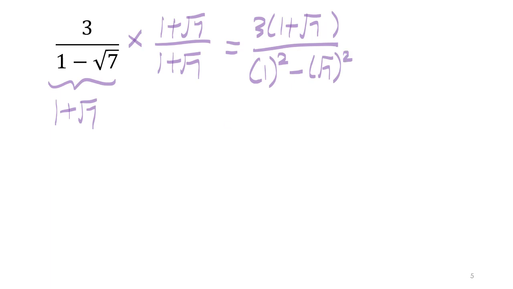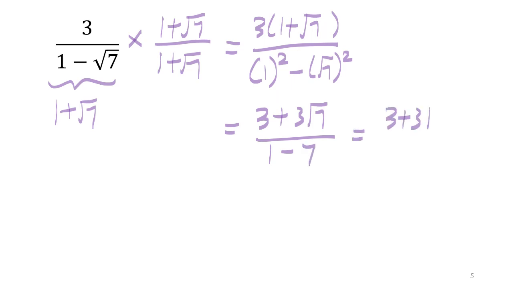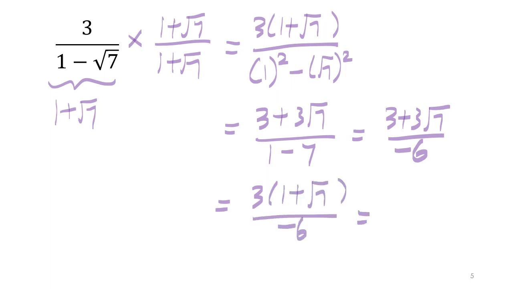Right, so that will give us 3 plus 3 square root 7 over 1 minus, square root 7 times square root 7 is 7. So 3 plus 3 square root 7 over negative 6. Right, we can factorize 3 out. So 3 divided by negative 6 will give us negative half. So you can present your answer as negative half bracket 1 plus square root 7, or you can leave your answer as negative bracket 1 plus square root 7 over 2.